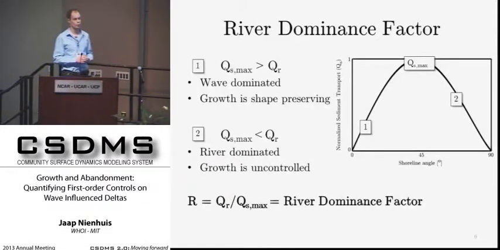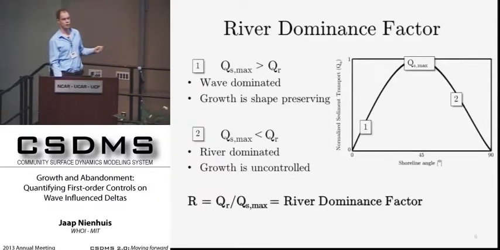The first is a wave-dominated delta, a very stable situation, where waves basically remove the sediment that the river puts at the river mouth, and it's a shape-preserving growth, so it will maintain the angle during growth. The other situation is where the river bed load is more than littoral transport, and that's a river-dominated case, and there's nothing waves can do to stop the river from growing. So our metric is a river dominance factor that divides river bed load by littoral transport.